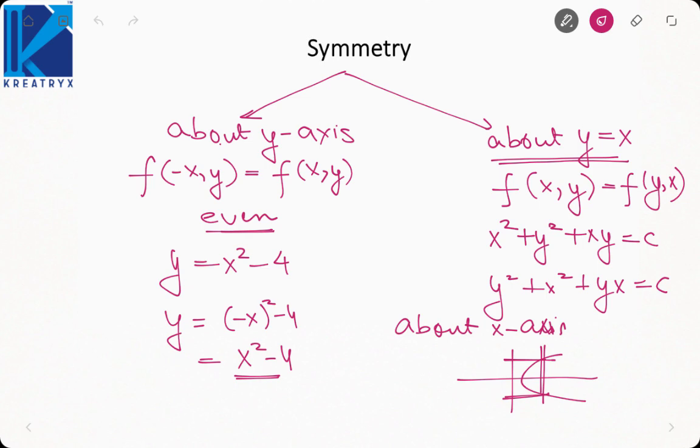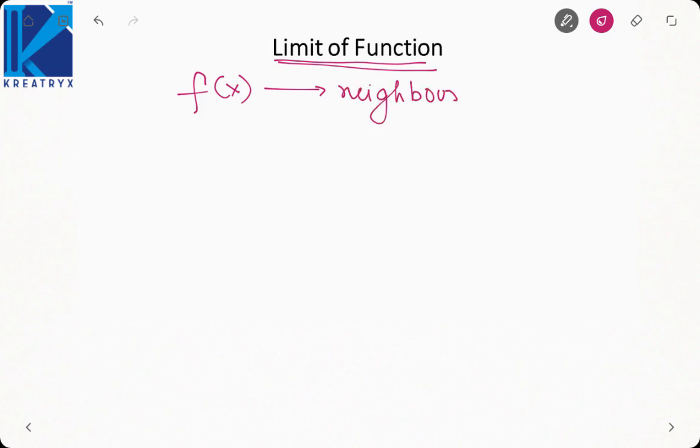Now let us discuss the limit of a function. Now what is meant by limit? Basically, when you are hovering near a certain point and you are determining the function value, that is known as the limit. Suppose f(x) is defined in a neighborhood of a point a, which belongs to real numbers.